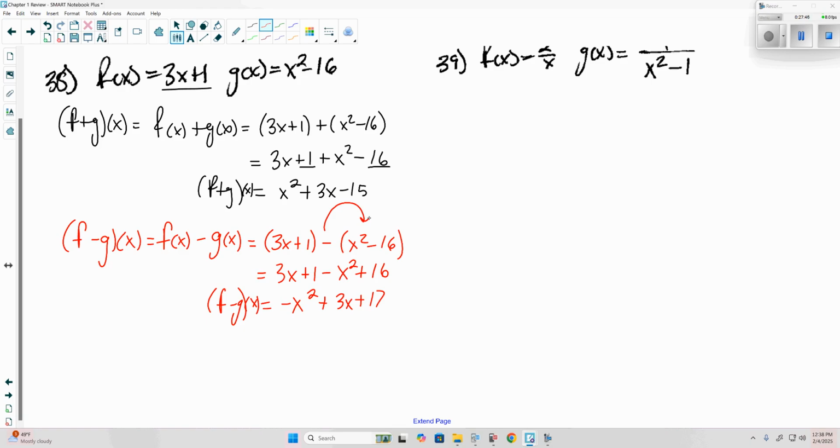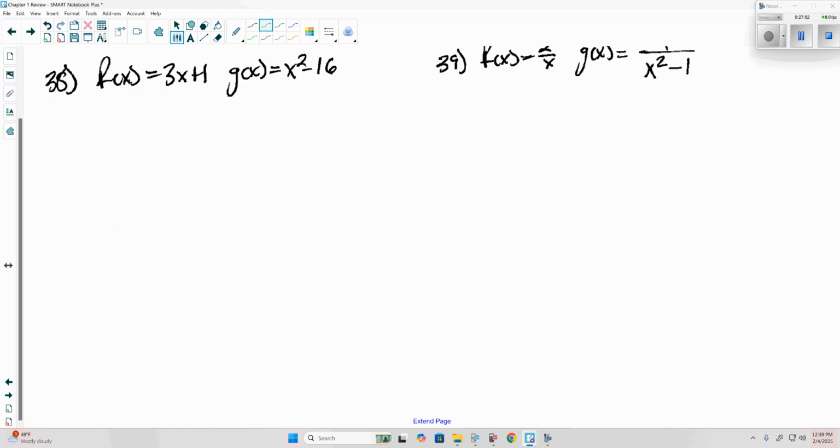Questions on our addition or subtraction? We ready for multiplication? f times g of x is the same as f of x times g of x. Well, f of x is going to be 3x plus 1. g of x is x squared minus 16. And at this point, we're going to multiply it out.